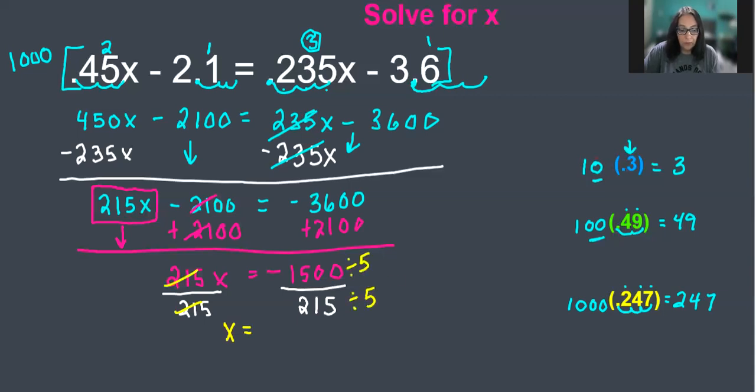When I do that, I still got my negative up here. 1,500 divided by 5 is 300, over 215 divided by 5 is 43. And I'm just going to leave the answer as negative 300 over 43. So I'm leaving it as an improper fraction. Again, my goal here was to teach you how to eliminate decimals from an equation.